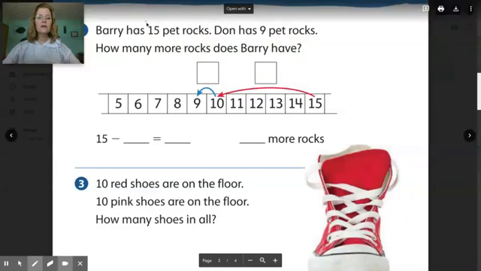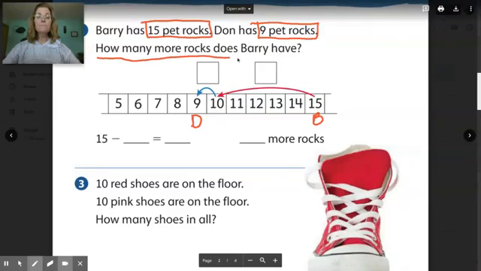Barry has 15 pet rocks. Barry, I'm going to put a B under Barry. He has 15. Dawn has 9 pet rocks. I'm going to put a D under 9 for Dawn.